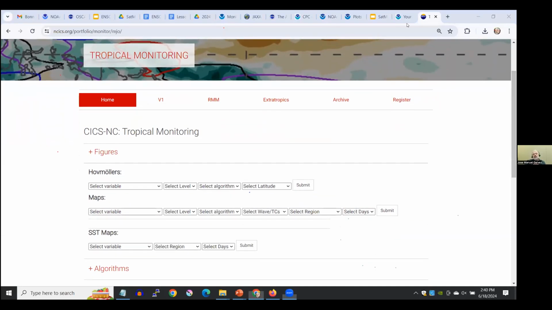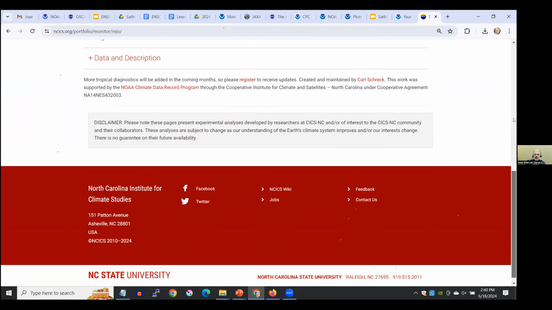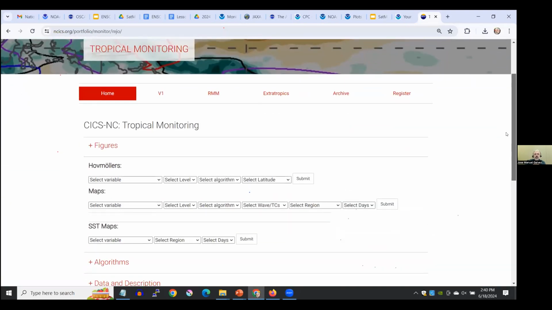Okay, so this is one of the many websites. It's held in North Carolina, the North Carolina Institute for Climate Studies, and Carl Schreck works there. It works a lot with trying to identify the Madden-Julian oscillation and atmospheric Kelvin waves, which are different than oceanic Kelvin waves. Right now, we've been talking about oceanic. The process is kind of analogous in a way, but tropospheric Kelvin waves happen in the upper atmosphere, whereas the El Niño Kelvin waves happen in the ocean, right?